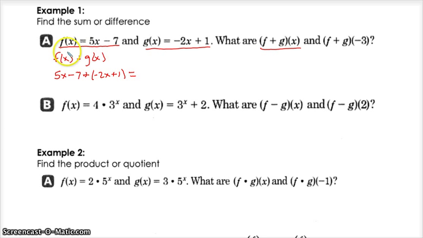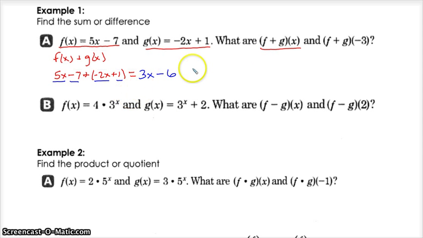Now, when I'm adding, I need to find my like terms. So I can see that 5x and negative 2x are like terms. So I can add those together and I get 3x. And then I notice that negative 7 and 1 are like terms. So negative 7 plus 1 is negative 6.